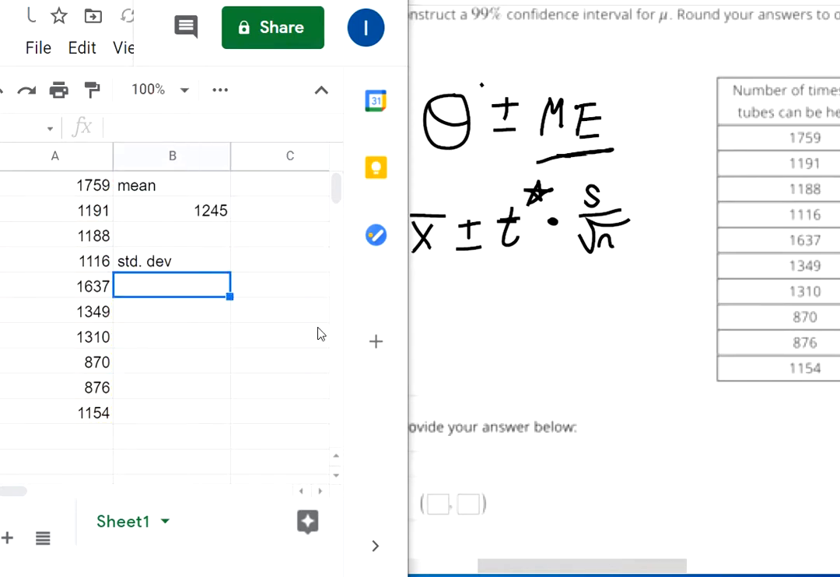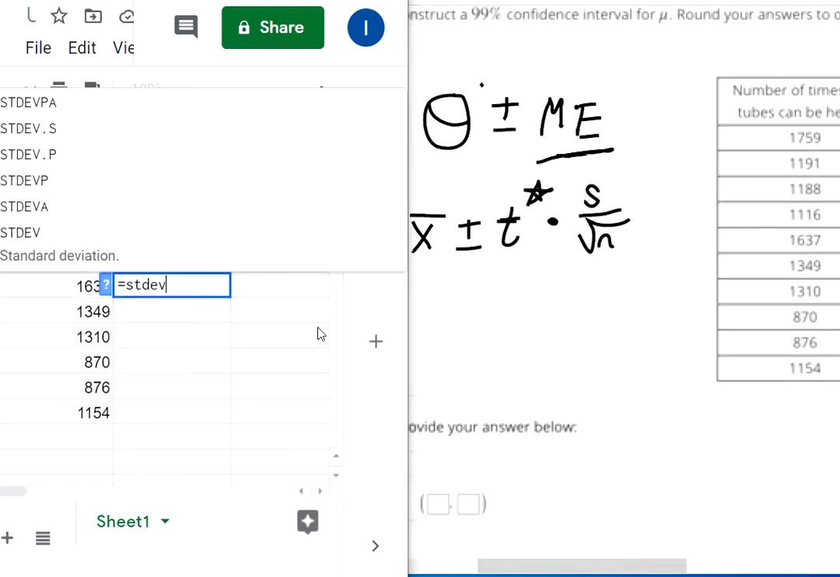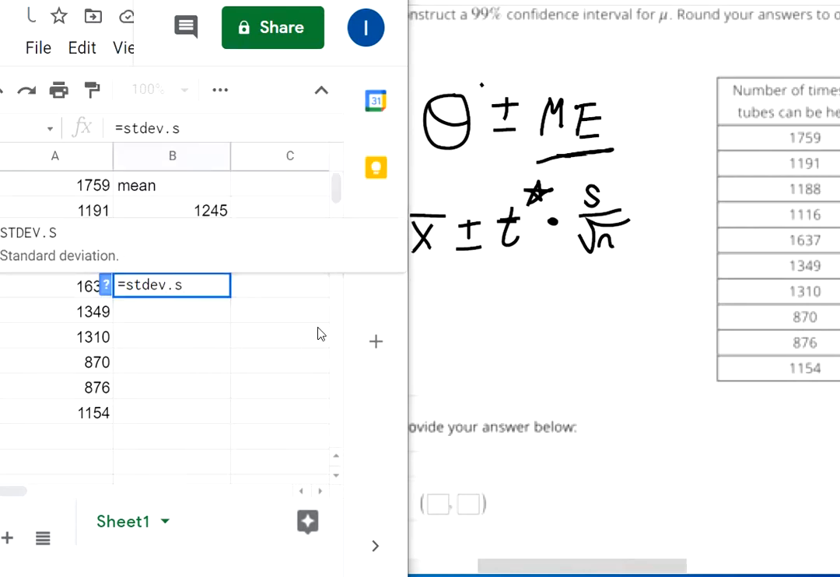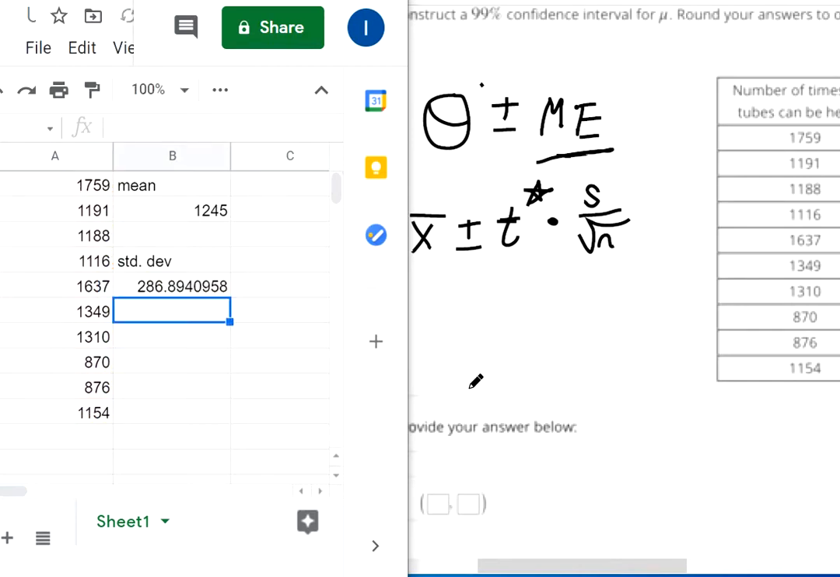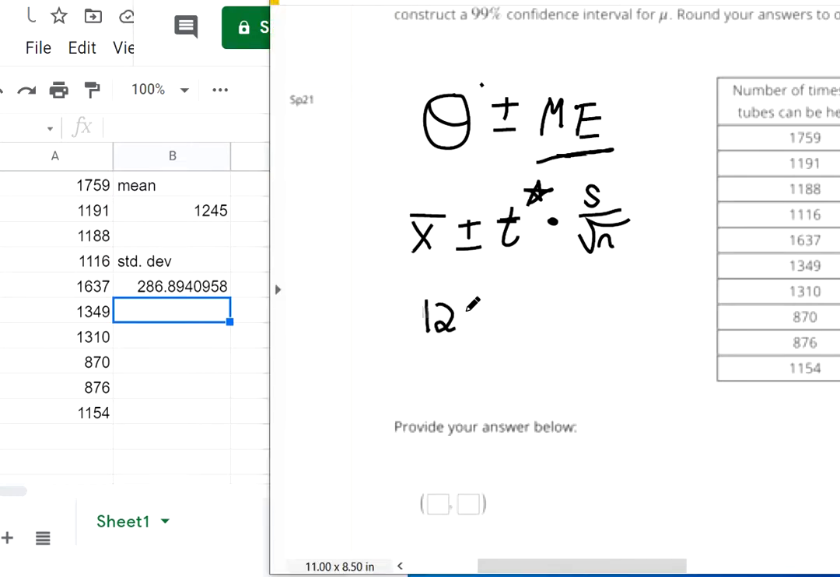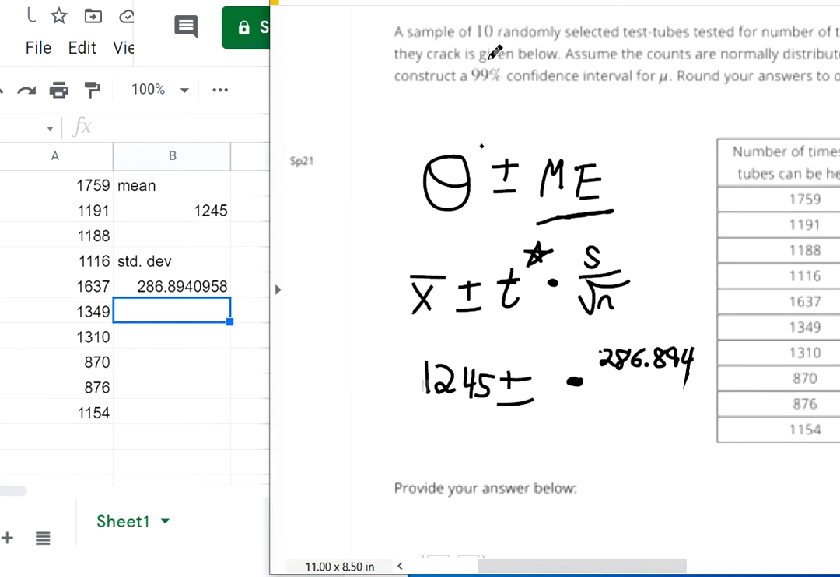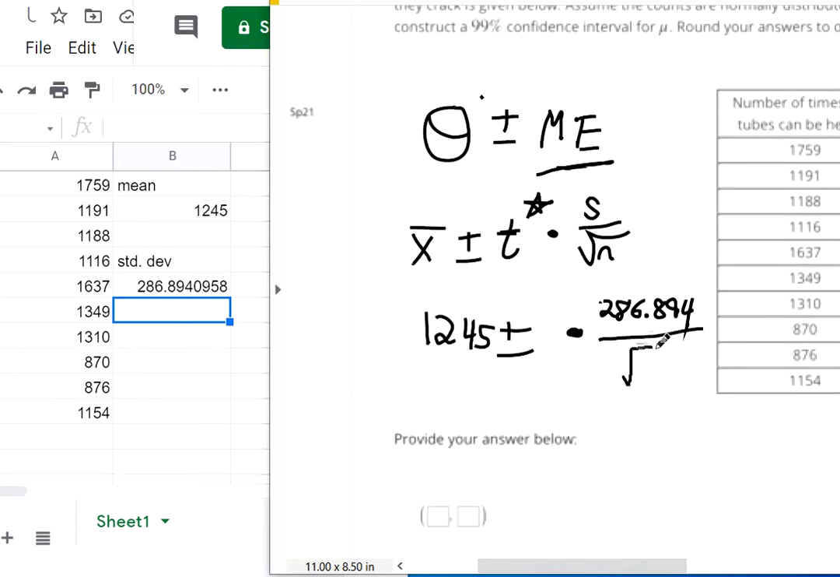And the sample standard deviation is equals STDEV.S, open a parenthesis. You can actually just click and drag instead of typing it in the nerdy way I did it. So there's our sample standard deviation. Those are two things we need. Our sample mean is 1,245. I'm going to leave that space for t star. Sample standard deviation is 286.894, and I'll just round off there. And then a sample size of 10, so that's going to be the square root of 10 on the bottom.